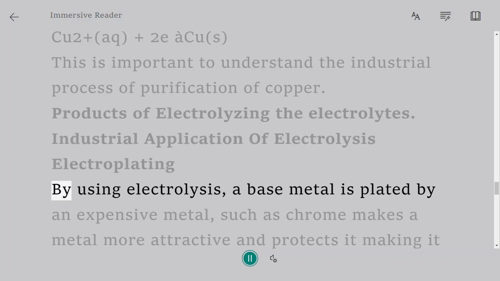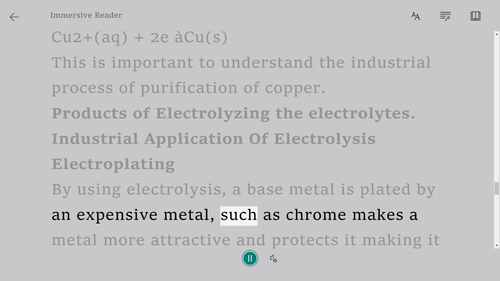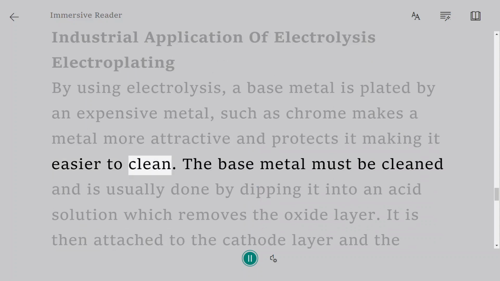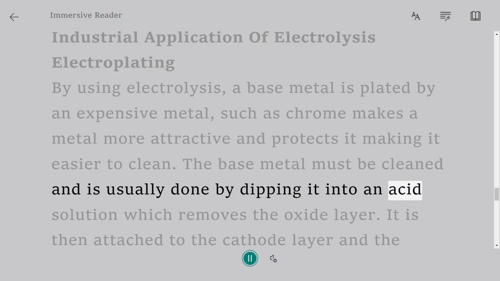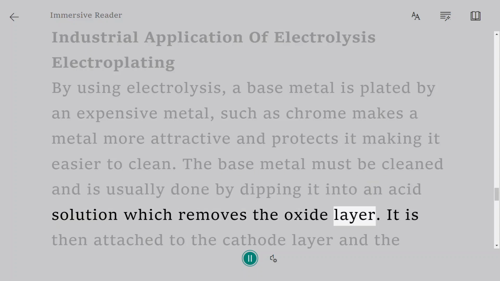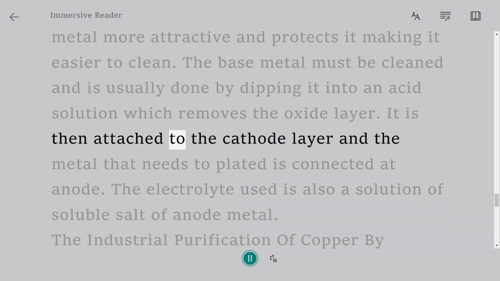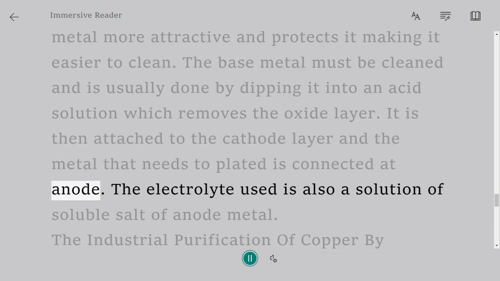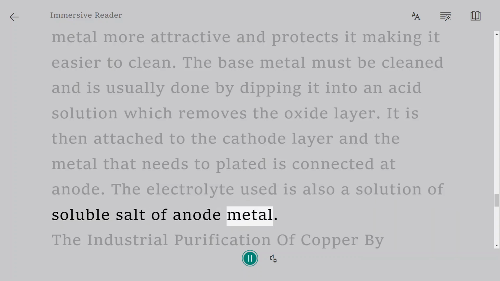Electroplating. By using electrolysis, a base metal is plated with an expensive metal, such as chrome, which makes the metal more attractive, protects it, and makes it easier to clean. The base metal must be cleaned, usually by dipping it into an acid solution which removes the oxide layer. It is then attached to the cathode and the metal that needs to plate it is connected at the anode. The electrolyte used is also a solution of a soluble salt of the anode metal.